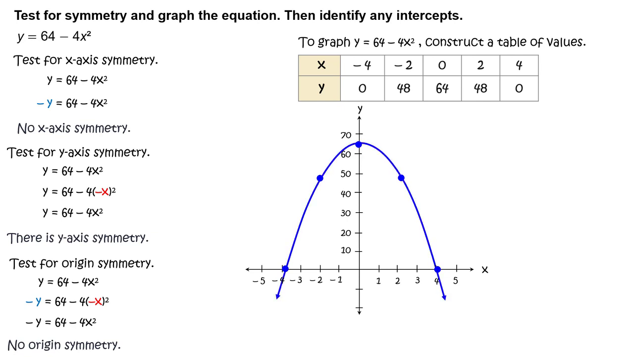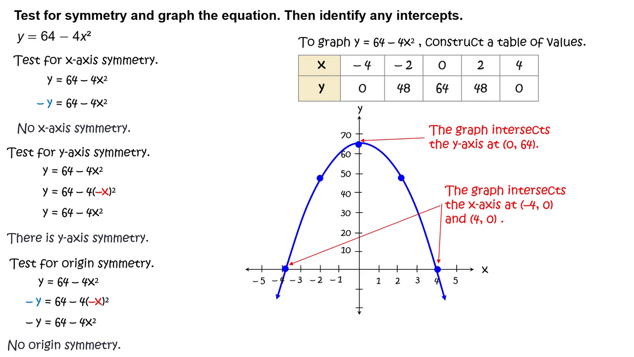To graph y equals 64 minus 4x squared, draw a parabola through the plotted points. Note the graph intersects the x-axis at negative 4, 0 and 4, 0. The graph intersects the y-axis at 0, 64. So the x-intercepts are negative 4, 0 and 4, 0. The y-intercept is 0, 64.